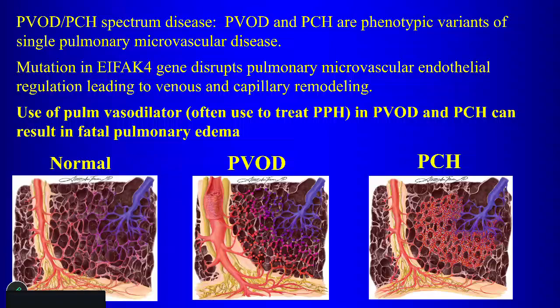What you need to know about this is that use of pulmonary vasodilators, which are used to treat primary or idiopathic pulmonary hypertension, are contraindicated because they can kill the patient. Okay, so you don't want to give these patients vasodilators, so you have to be very careful of that. That is an exam question that they might ask you about. So that's why it's important to think about this diagnosis, that vasodilators are contraindicated in these patients.